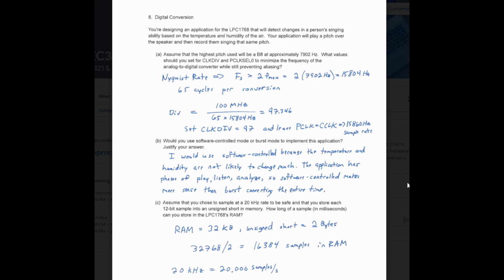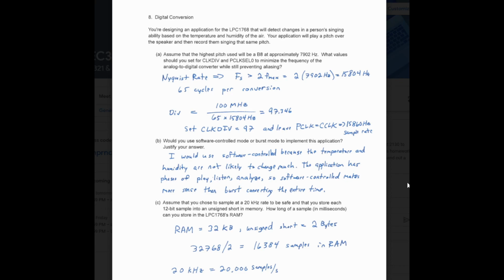So our challenge is to find the best values for the peripheral clock, PCLK, and for the clock div in order to get a correct value, or the closest possible value to the value that we want here. And I think I actually made a mistake here.